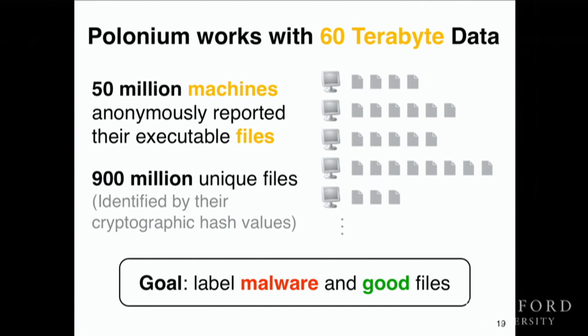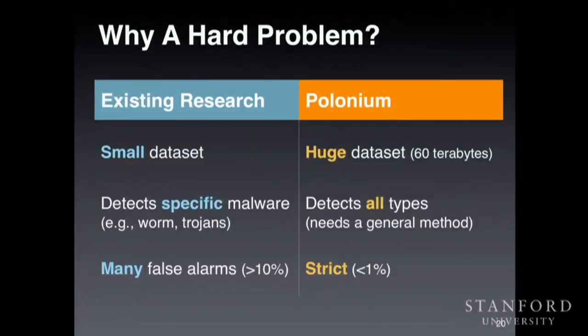And the goal is very simple. We want to determine whether a file is good or bad, right? Good or malware. You would ask, this seems like a classic classification problem, so why is it hard? There are three reasons for it. The first reason is that now we're dealing with a much bigger data set. That means algorithms and methods that work well for a small data set may not necessarily work for large data. So the first one is size.